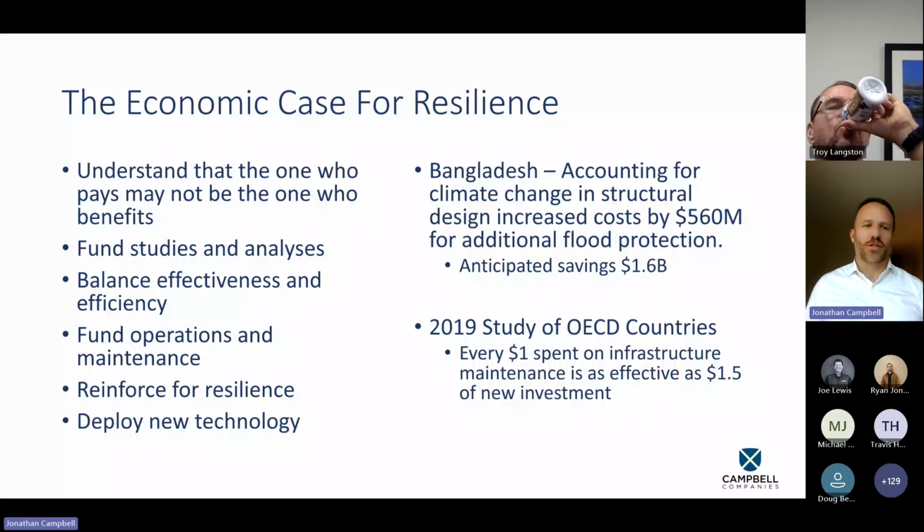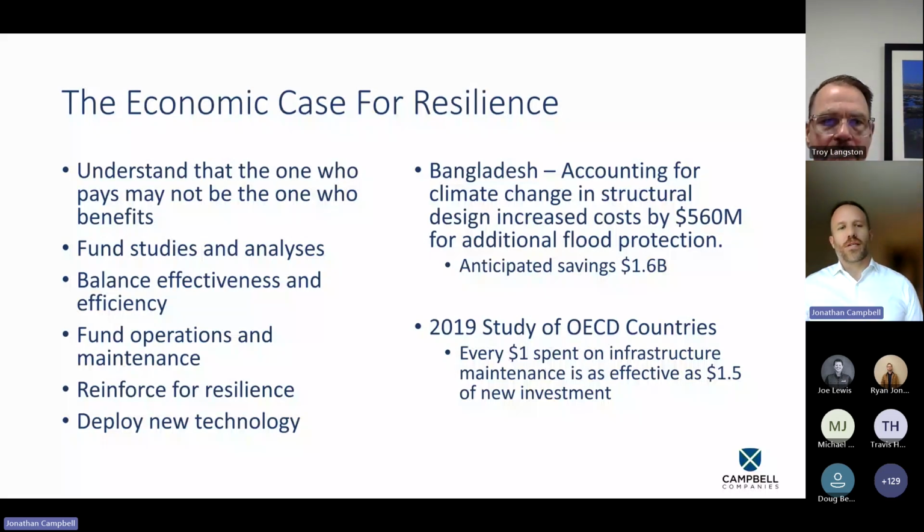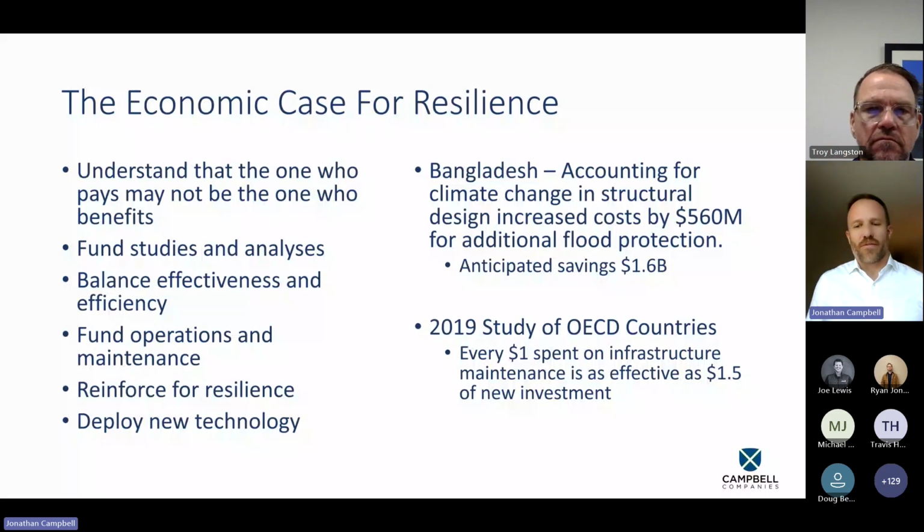And so as we look at the financial side, one of the really important things is that we have to understand that the ones who pay may not be the ones who benefit. So it may be us paying for the resilience factors, but it may be our kids or our grandkids that get the benefit of that. So we aren't always going to see an immediate ROI. We may, but we have to be comfortable with the idea that we are building for future generations.